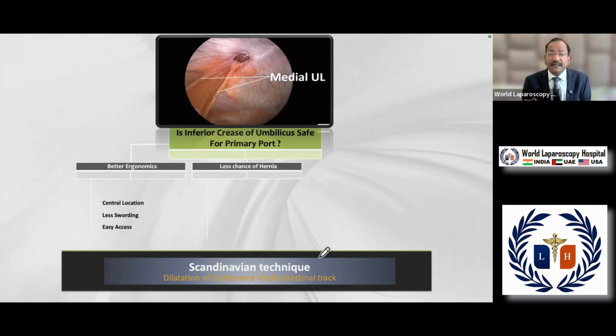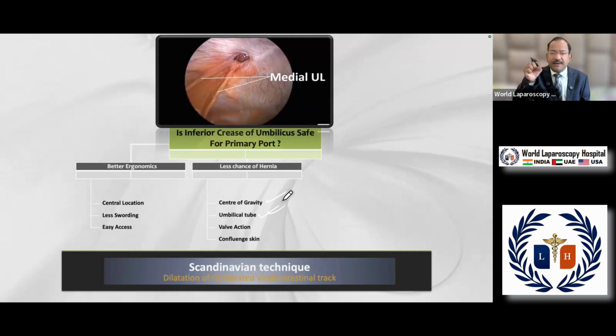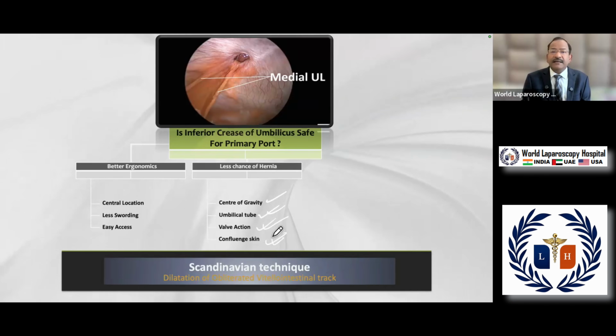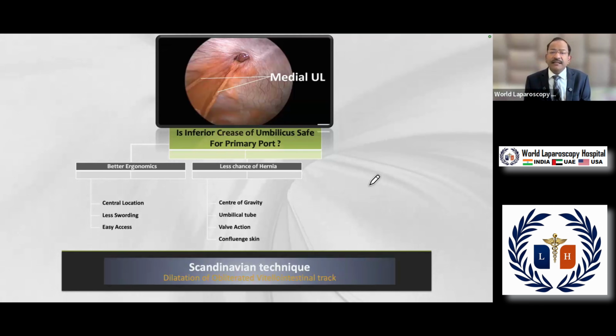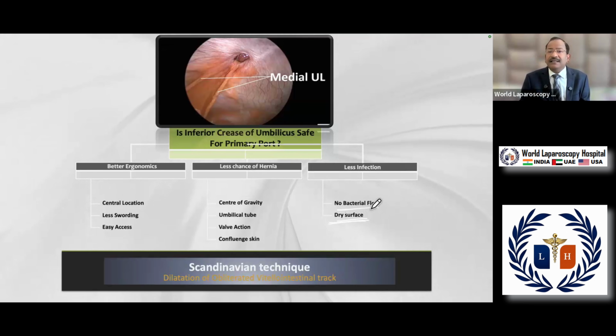Another advantage, it has less hernia, because this area has the center of gravity. There is an umbilical tube which has a spontaneous capacity of closure. It has a valve action and confluence skin. Inferior crease has a confluence skin which can dilate and again retract. And another big advantage, less infection, because inferior crease of umbilicus has no bacterial flora and a dry surface. In the base of the umbilicus, the deep pit of the umbilicus, you have a heavy load of Staphylococcus epidermidis bacteria.